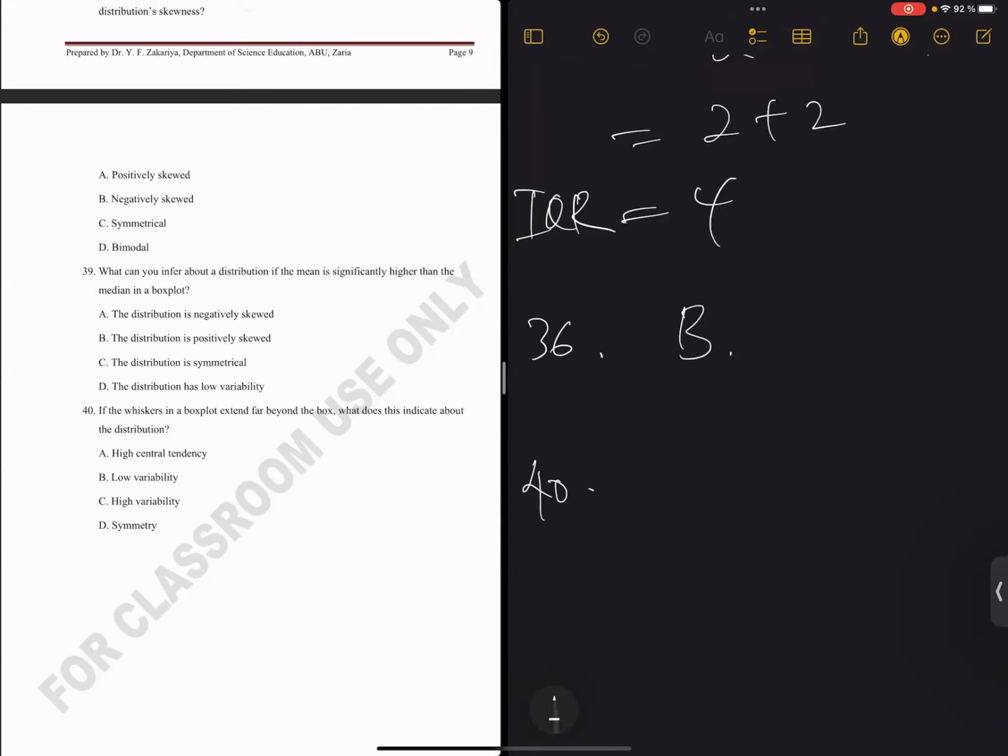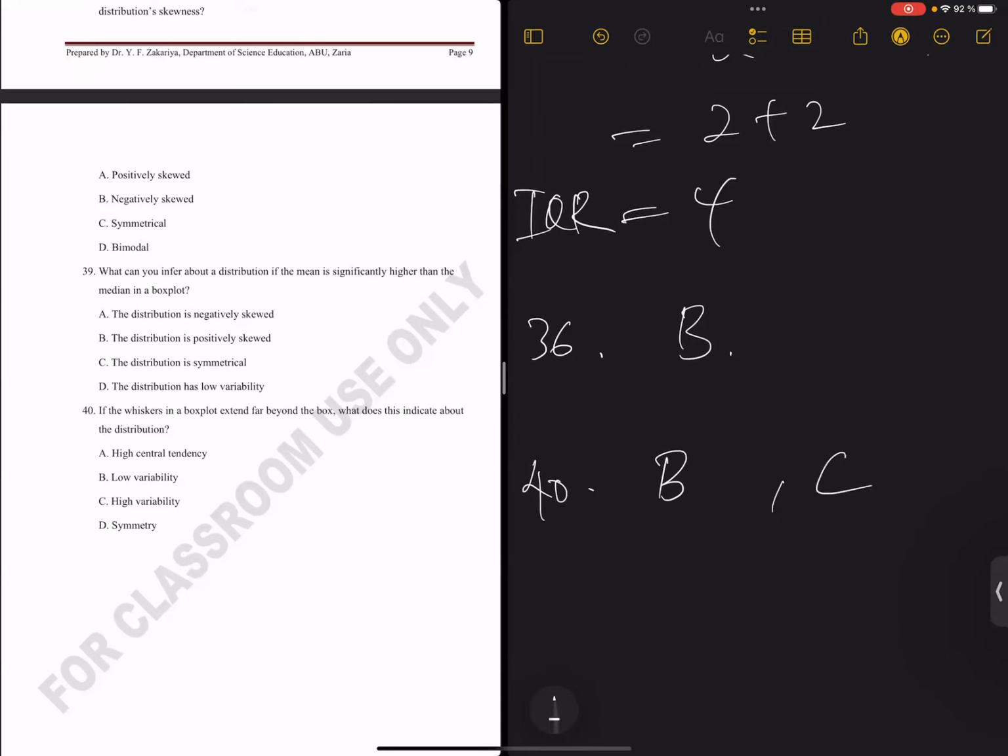Is this D? D, symmetric. B. B for boy, low variability. Yes, B. Is there any contrary opinion? Somebody said B. Is it C? Is it B for boy? Excuse me, somebody say something, sir.